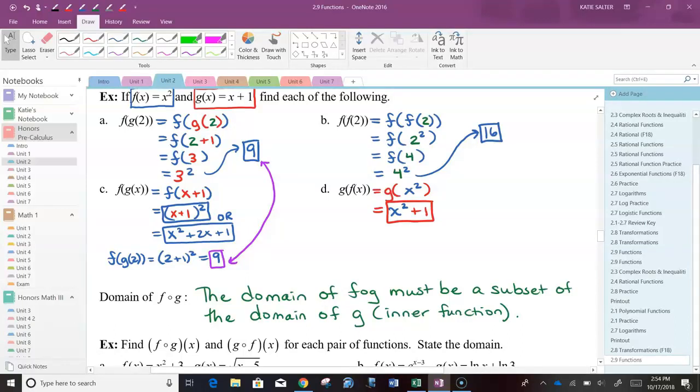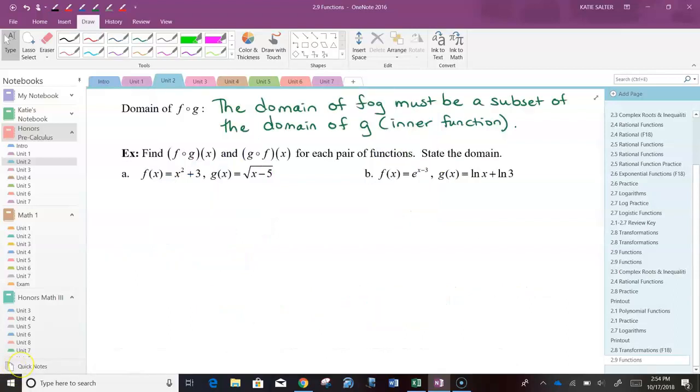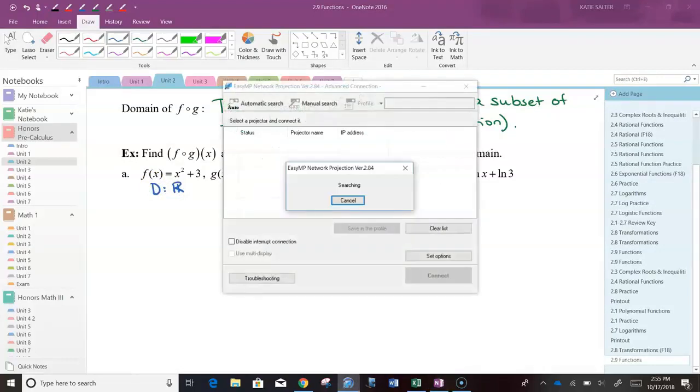So we're going to do some more of these where we do the composition and we state the domain. Okay, so the first thing we want to do on these problems is figure out the domain for each function before we get started. So for the first one, it's just a quadratic function that has a domain of all real numbers. However, the second one is a square root function.